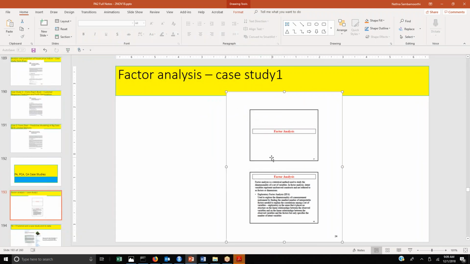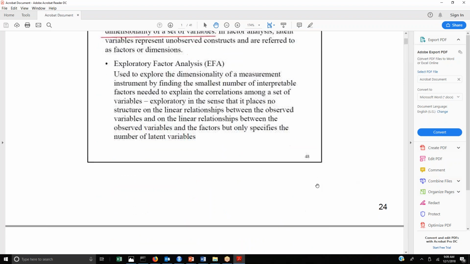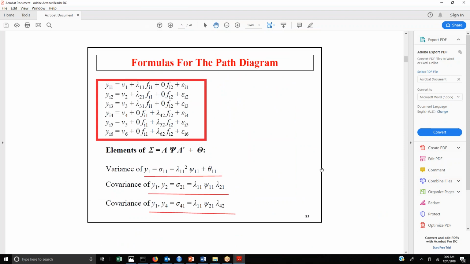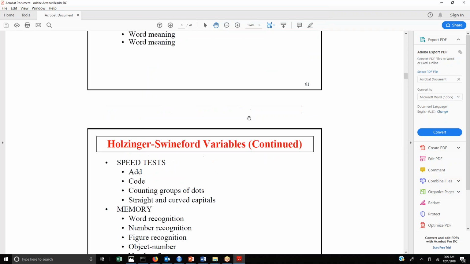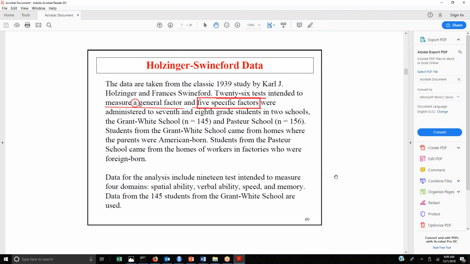Case study 2. Okay, case study 1. All right, I hope this is not mathematics. Okay, I have some example at the bottom. Here is the example. There was a study in 1939, called Holzinger and Francis, the Holzinger swine flu data.